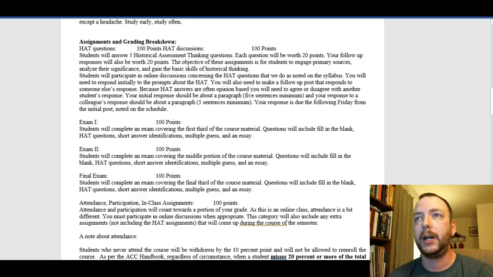Your initial response needs to be about a paragraph. That's 5 sentences minimum. And every response that you do to another student's response should also be 5 sentences minimum, 1 paragraph. So you answer, and then you're going to respond to another student's answer, and there's a week turnaround. When we get to the schedule, it'll become a little bit more clear.